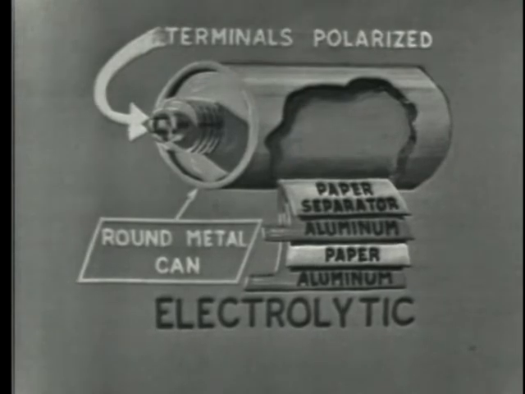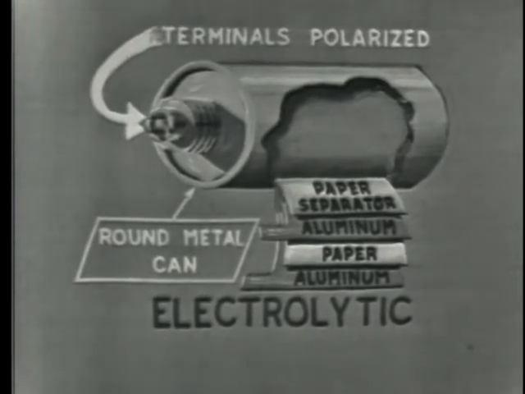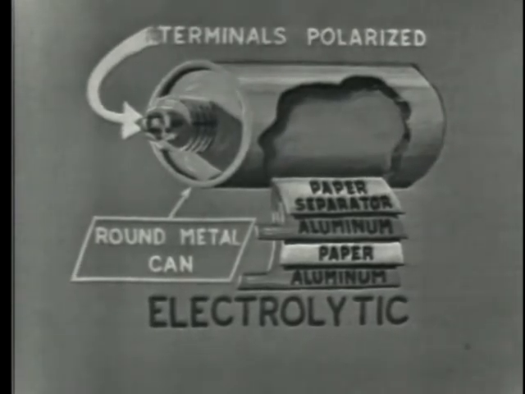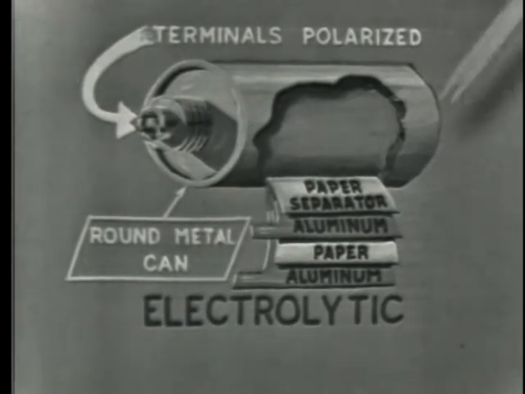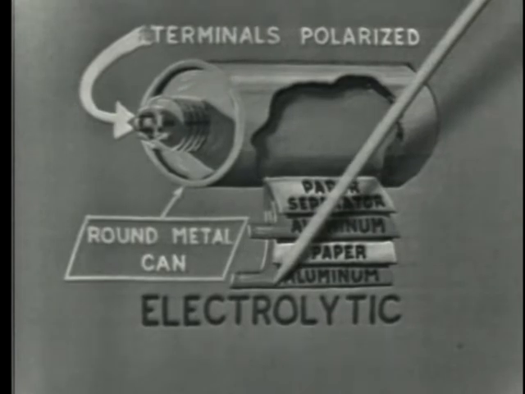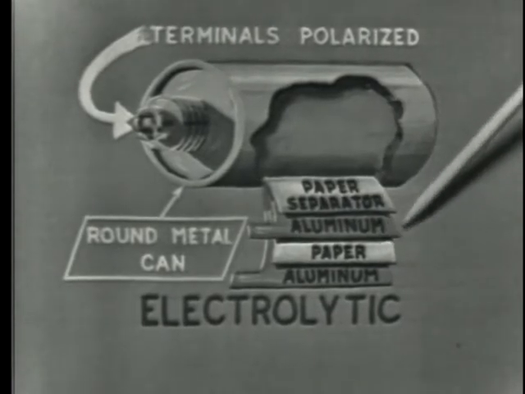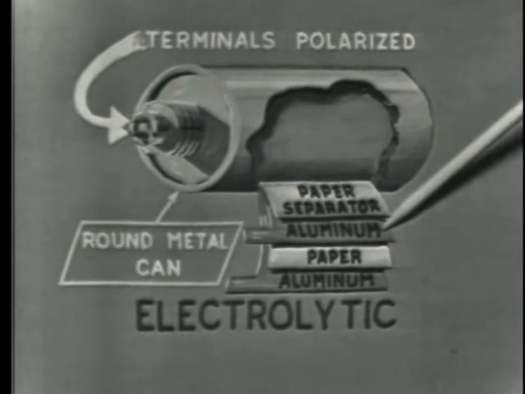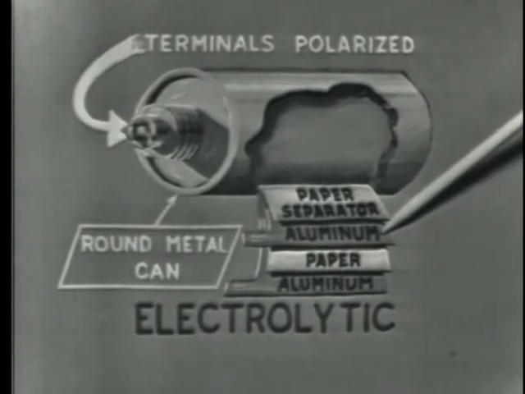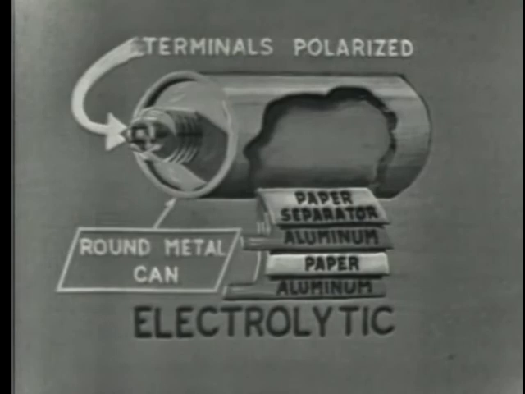It's used when you want a very large capacitance in a fairly small space. The electrolytic capacitor has aluminum plates separated by paper with an extremely thin film of aluminum oxide formed on one of the plates. This is the dielectric, and this is also why it's called an electrolytic.